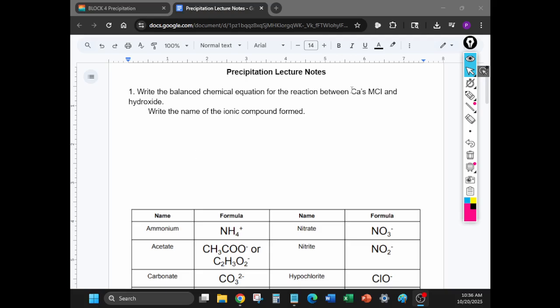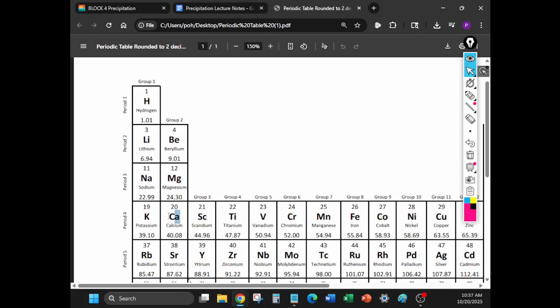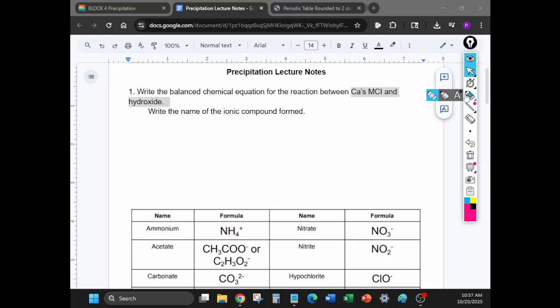So we're going to start by combining calcium and hydroxide. We're going to take a look at the periodic table for calcium. Ca is right over here, and if you remember from the pattern that we learned, this is the +2 column, right? So everybody in this column is +2, including Ca. So Ca will be Ca2+. Okay, so that's our first ion.